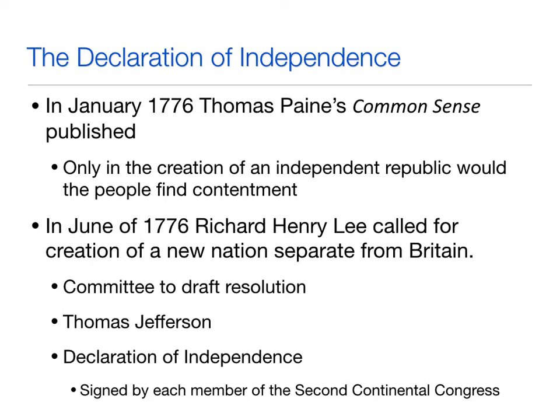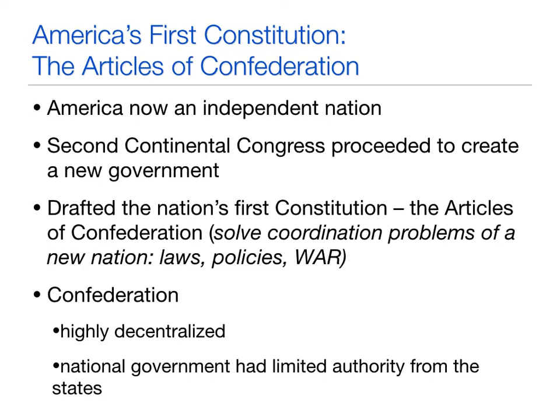But once the Declaration of Independence is signed by each member of the Second Continental Congress, now we have a new independent nation. And as a new nation, the Second Continental Congress proceeded to create a new government because it was necessary. So they draft the nation's first constitution, which is called the Articles of Confederation, with the goals of solving the coordination problems between the 13 colonies to form a new nation so they could pass laws, establish new policies, manage domestic affairs and international affairs, and most importantly, at least in the short term, conduct the war against Britain, because Britain is going to fight back.